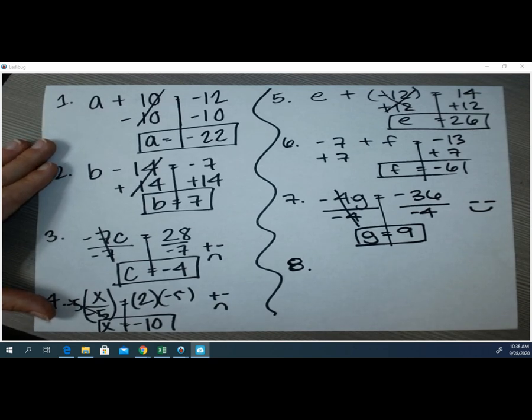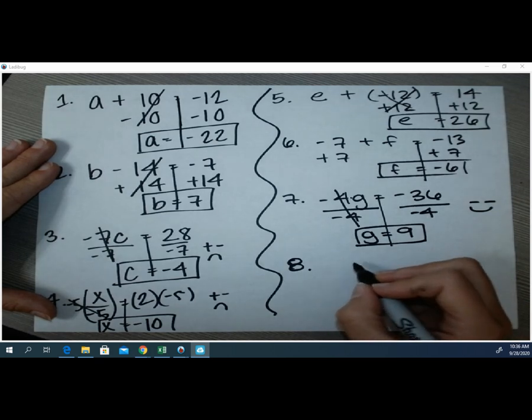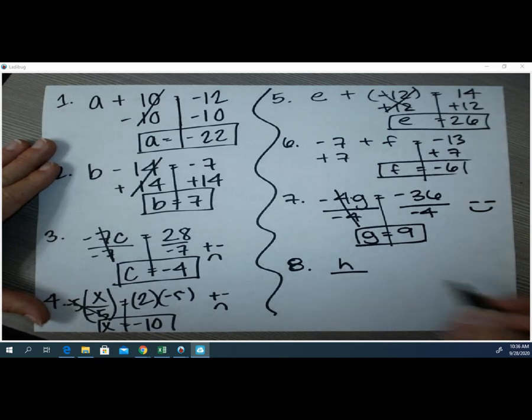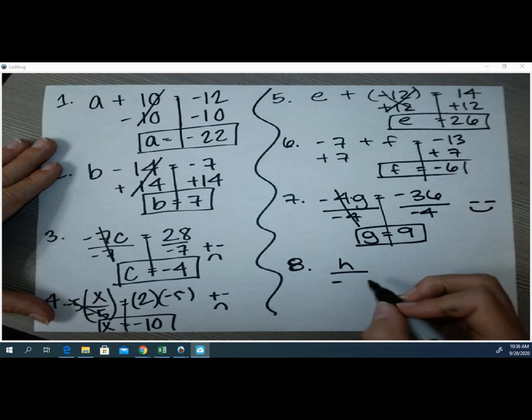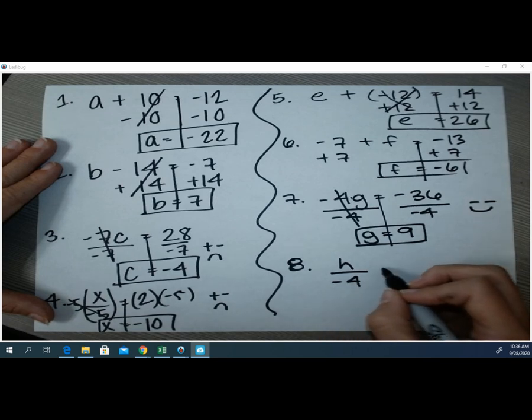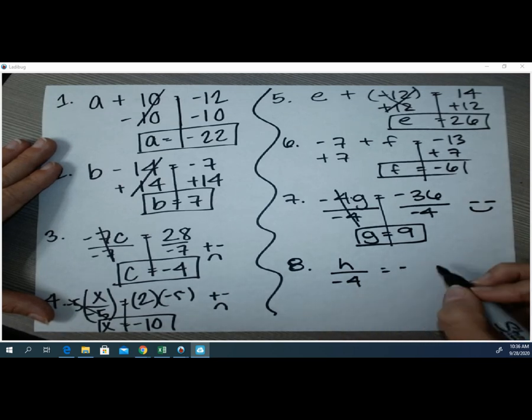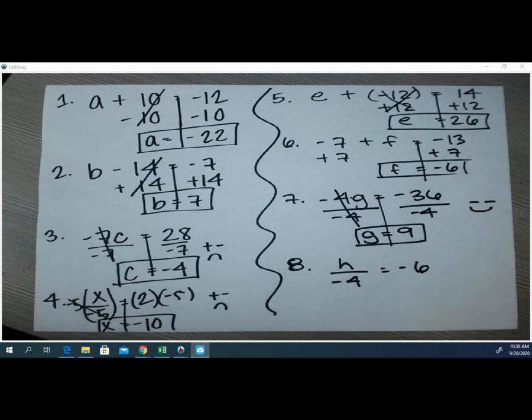Last but certainly not least, H divided by a negative 4 is equal to a negative 6. Pause and see if you can determine what H is equal to.